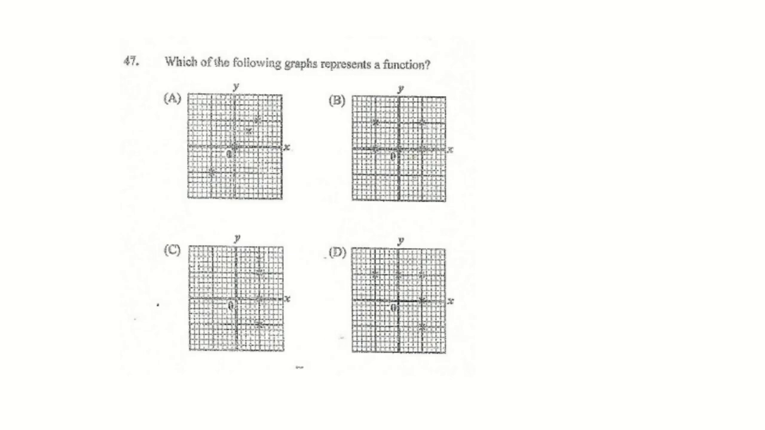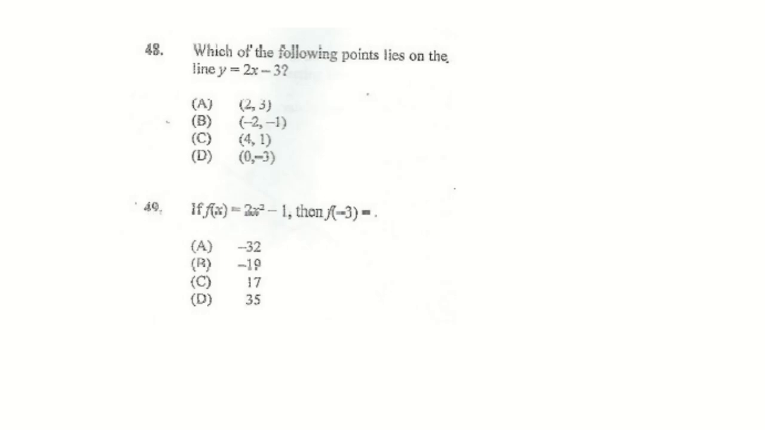47, which of the following represents a function? Not this, not this, not this, this. 48, which of the following points lies on the line? They ask which of these values, when you substitute x, you're going to get the y. So 2 by 2 is 4. 4 minus 3 does not work for this one. -4 minus 3, no. 4 2s are 8. 8 minus 3, no. 2 by 0 is 0. 0 minus 3 is -3, so the answer is D.